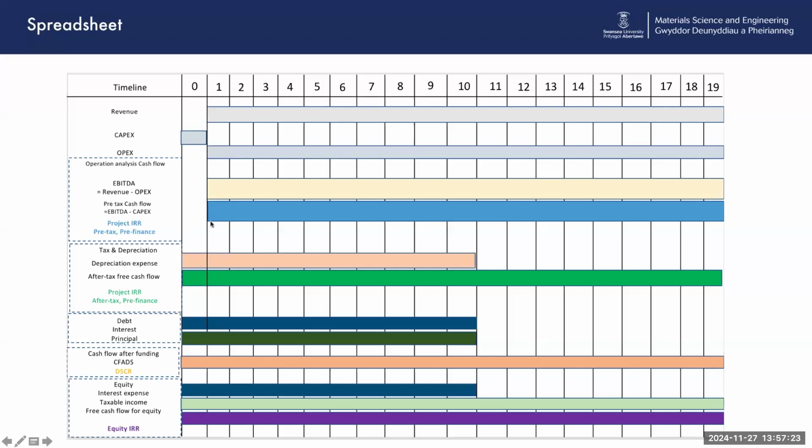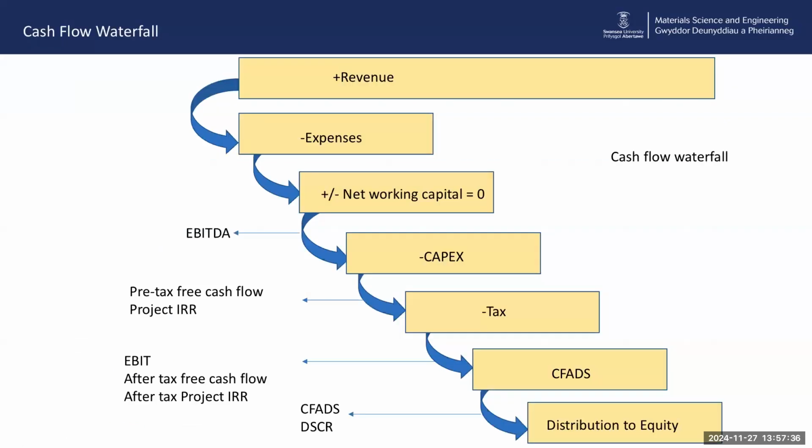We look at tax and depreciation. We look at debt. We look at debt sculpting. So we look at different ways of paying back interest and principal. We work out cash flow available for debt funding. We work out our equity IRR. And that's called the cash flow waterfall. We'll go through this in a lot more detail. You take your revenue, you take away your expenses, then you'll be able to calculate your EBITDA. This is important because it shows you who needs to be paid first. So the taxman gets paid first, then the bank gets paid, and then we get distributions to equity.